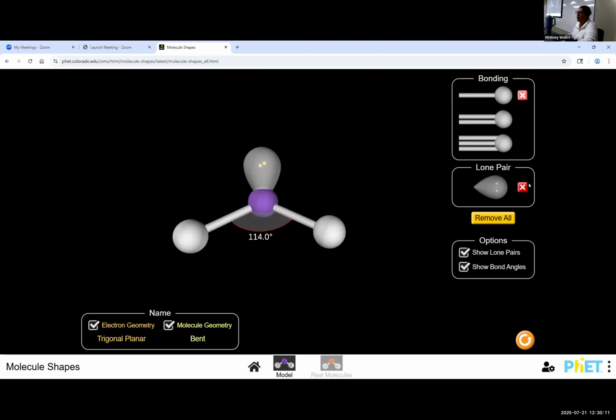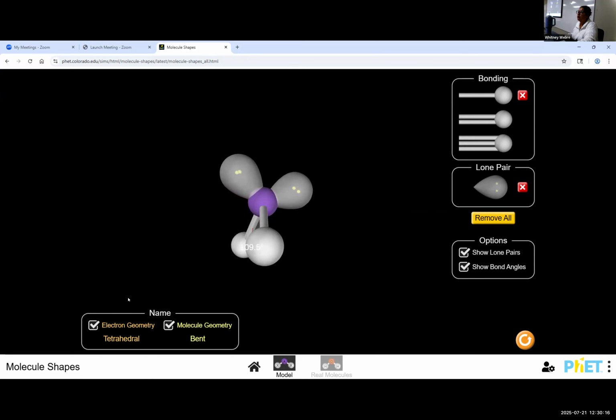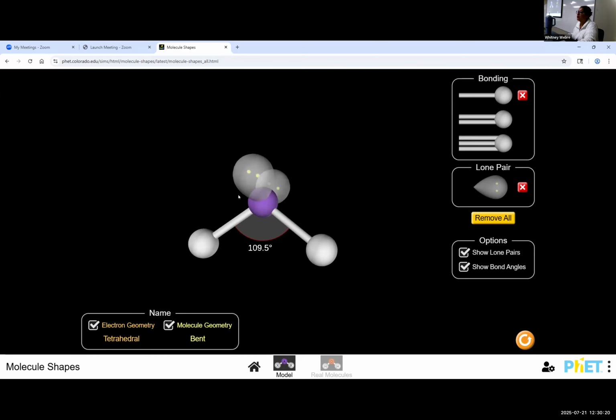If I remove one more bond and add a lone pair, it's still tetrahedral electron geometry because 4 things are attached. But remember, these electrons are kind of invisible. You can still see this looks kind of bent. So this would be called bent if there were 2 lone pairs.